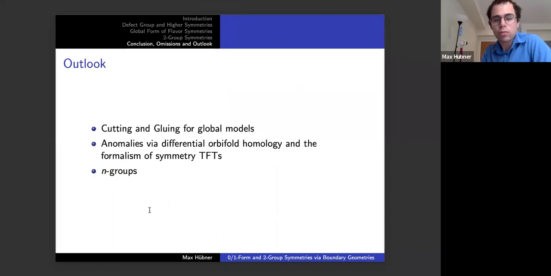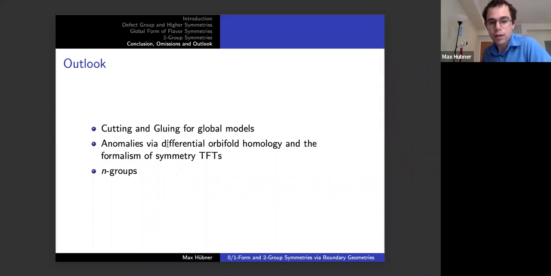Now, some outlook. This cutting and gluing procedure can, of course, be applied to global models. And so one slices up the compact geometry into non-compact parts and then asks how things like defects behave if I glue it back together and couple the local models to each other and to gravity. And this is something that we're thinking about. An interesting point of view would also be to study the symmetry TFTs from this slightly larger homology theory. So we would be considering differential orbifold homology and then compute anomalies for the structures we discussed today.